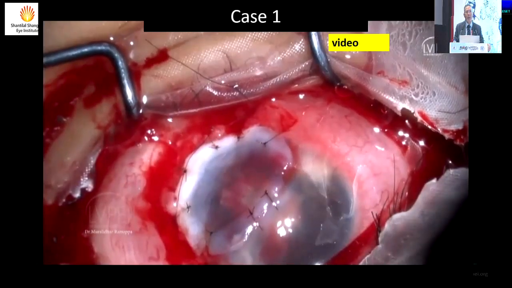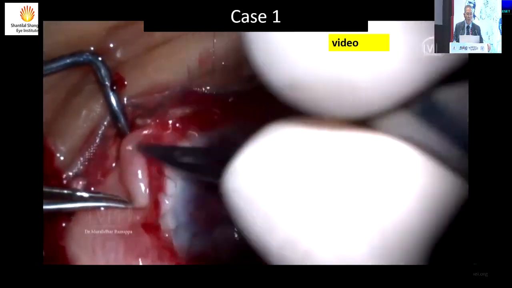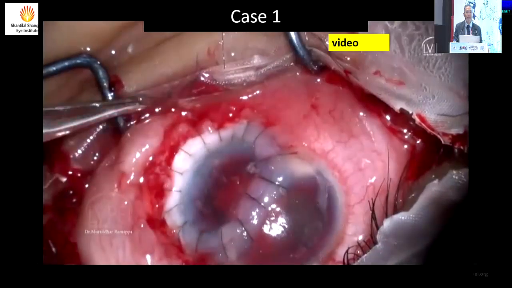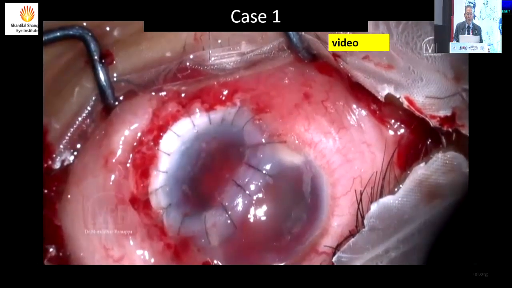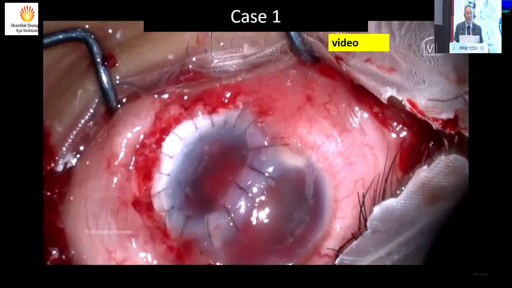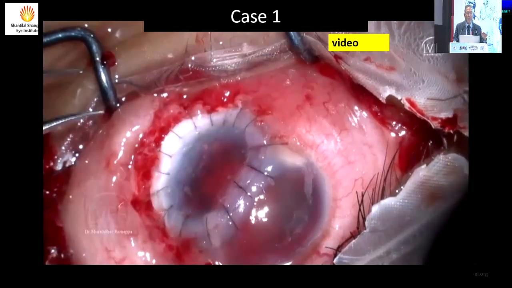I don't like continuous sutures, so it's always interrupted in any therapeutic graft, whether it's a central graft or a graft like this, tectonic. Use interrupted sutures. You can open the conjunctiva and go underneath as well, so that you get the full extent.